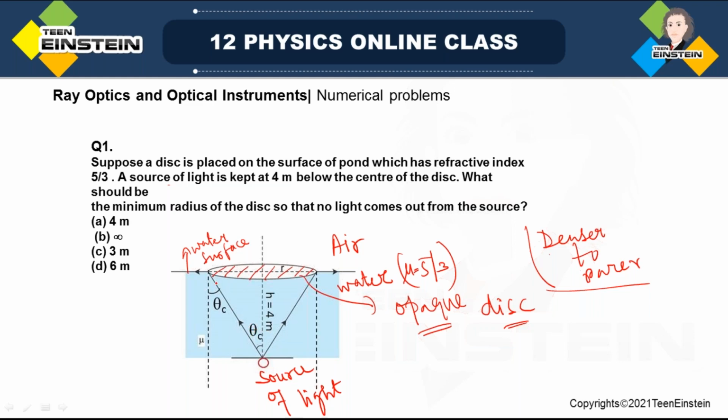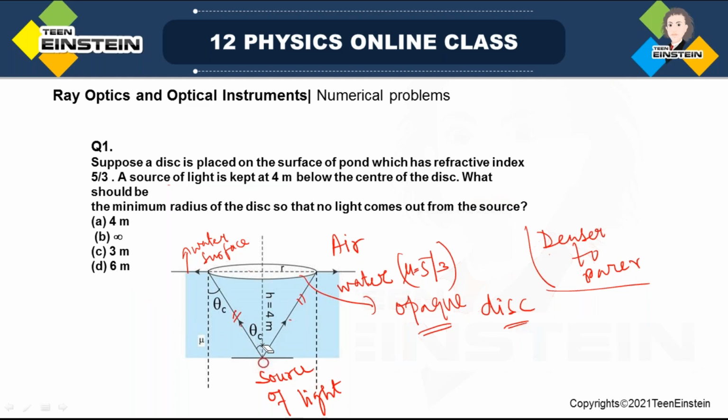Light is getting refracted at the interface of air and water. When light comes from this source, since there is a disc over here, whatever light goes in between these two extreme rays will be obstructed by this opaque disc. That is fine. But light must be going from here and here, light should pass through the air, but it will not go.